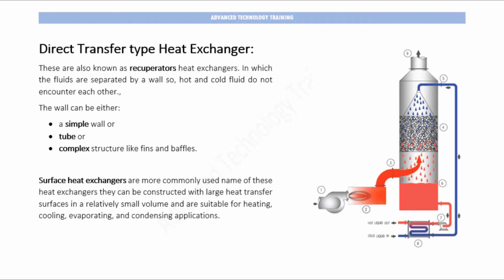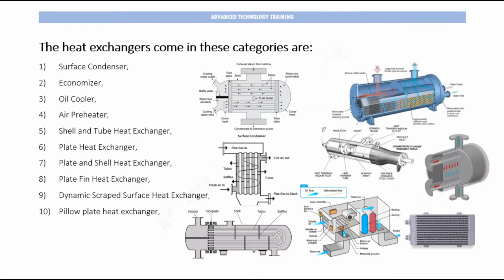These are also known as recuperators, heat exchangers in which the fluids are separated by a wall so hot and cold fluid do not encounter each other. The wall can be a simple wall, tube, or complex structure like fins and baffles. Surface heat exchangers are more commonly used. They can be constructed with large heat transfer surfaces in a relatively small volume and are suitable for heating, cooling, evaporating, and condensing applications.